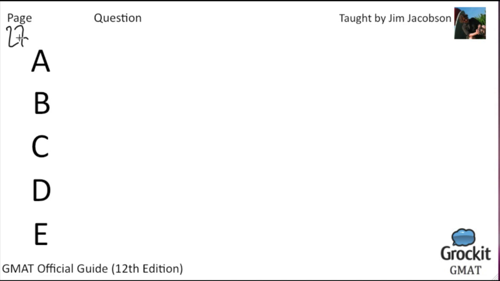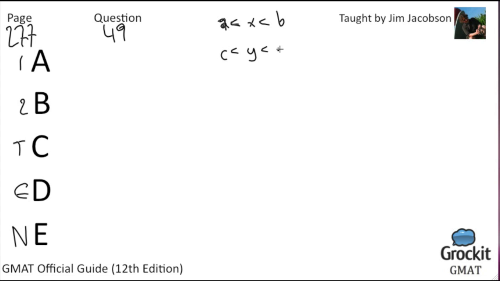Question /49 on page 277. So if A is less than X and that's less than B, and C is less than Y and Y in turn is less than D, is X less than Y? So we have A is less than X is less than B. We also have C is less than Y is less than D. Is X less than Y? That's what we're trying to find out.